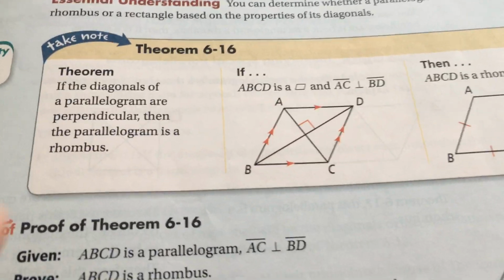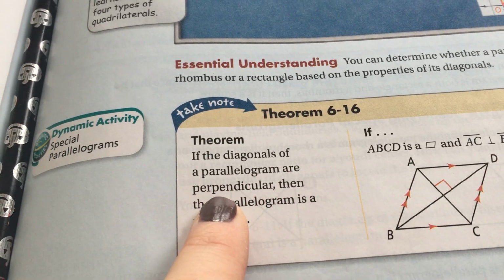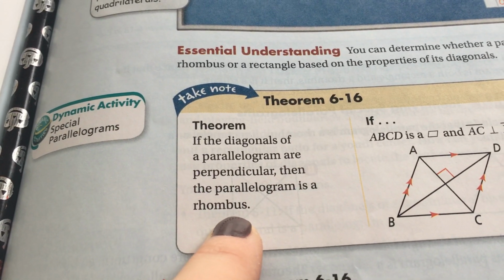Again, you can pause the video anytime you want, but I'm just going to keep going. So here's our first theorem. If the diagonals of a parallelogram are perpendicular, then the parallelogram is a rhombus.